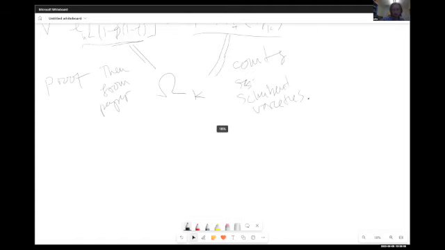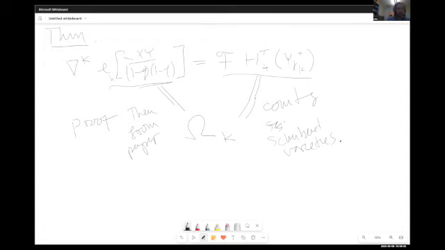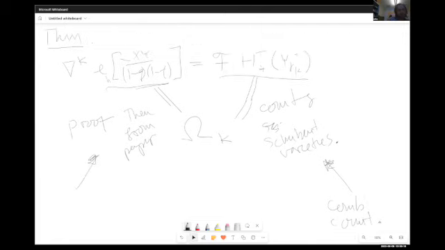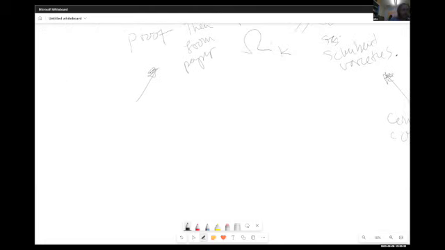Okay, so maybe I'll just say 2 minutes here. So this is a combinatorial count. And a proof of this statement, we give 2 different proofs. So this is the statement from that paper, a combinatorial formula for the nabla operator. And there are 2 different proofs. The first proof is totally combinatorial.